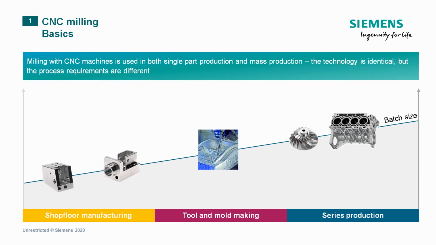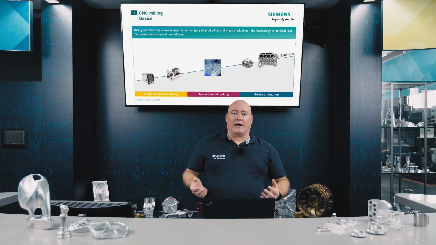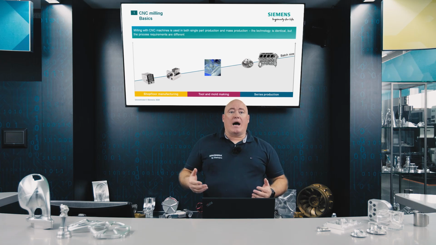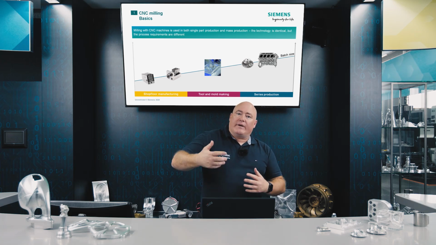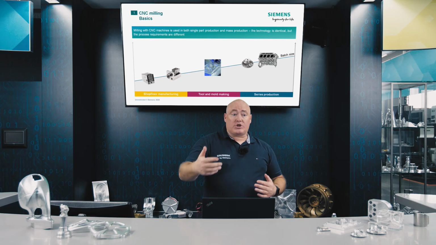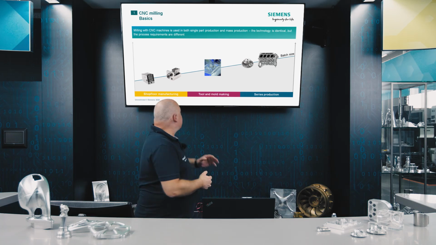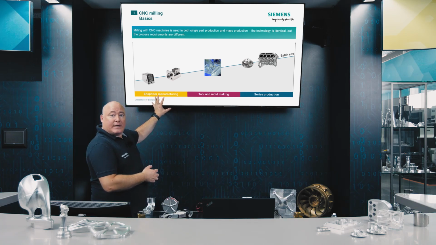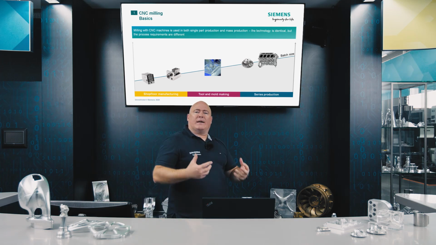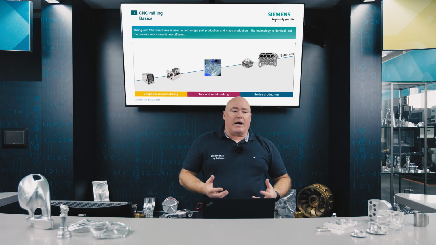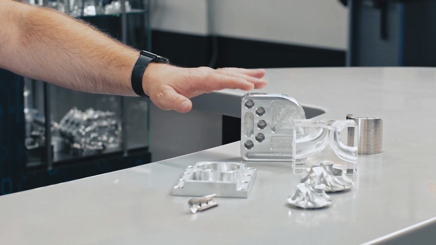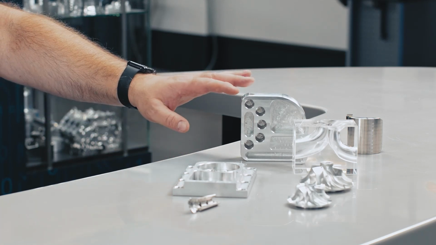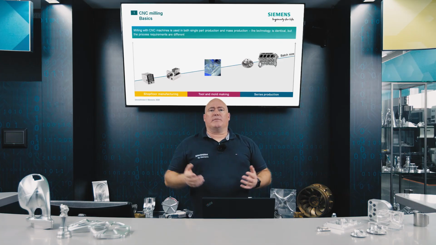A milling operation with CNC machines is used both for single part production and for mass production. The technology, and this is important, is identical, but the requirements for the production process differ. In job shop production, the focus is on planar programming, planar machining for 2.5D contours. These are contours and shapes of manageable complexity that you can calculate yourself.